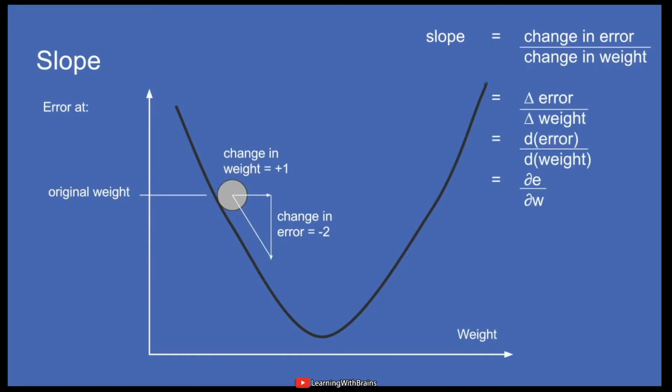Mathematically, there are several ways to write this. We'll favor the one on the bottom. It's technically most correct. We'll call it DEDW for shorthand. Every time you see it, just think the change in error when I change a weight, or the change in the thing on the top when I change the thing on the bottom.